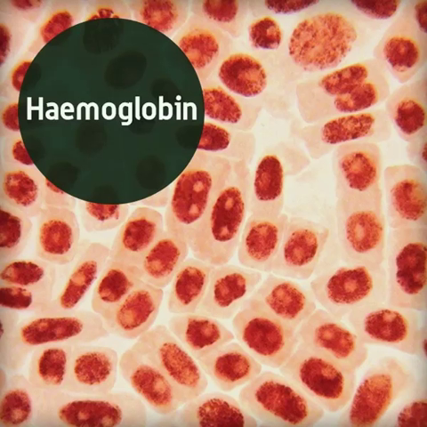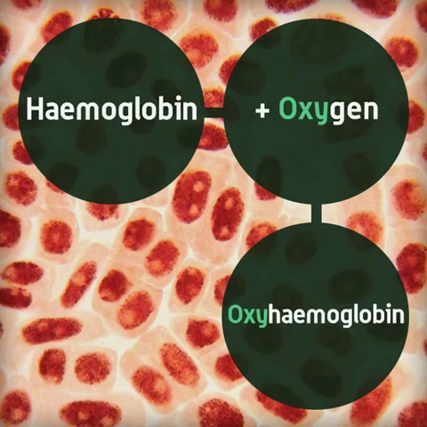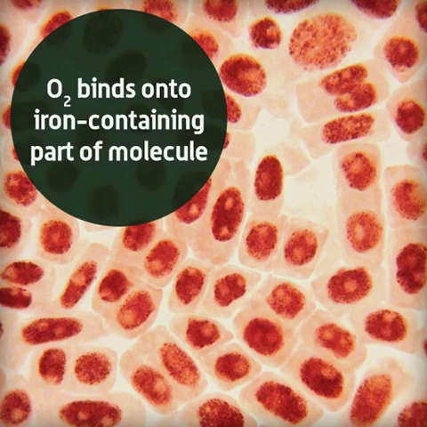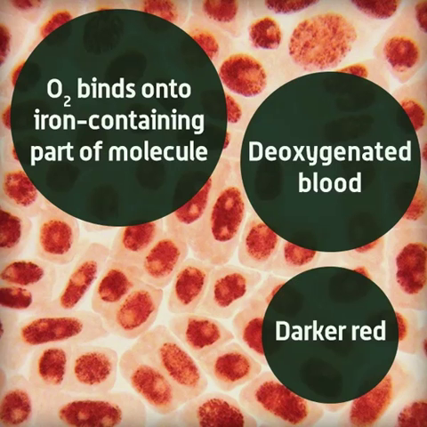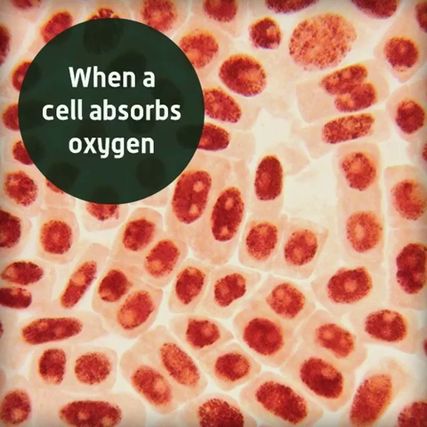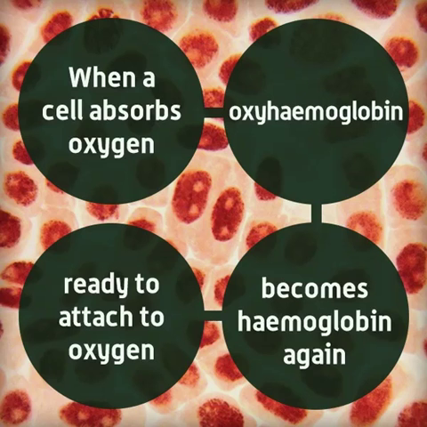When hemoglobin combines with oxygen in the lungs, it becomes oxyhemoglobin, which has the characteristic bright red blood colour. The oxygen binds onto the iron-containing part of the molecule. Deoxygenated blood is a darker red colour and gives the veins a bluish appearance. When a cell absorbs oxygen, oxyhemoglobin becomes hemoglobin again, ready to attach to oxygen.